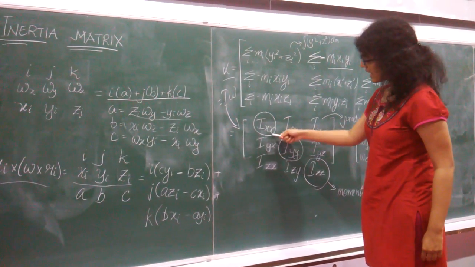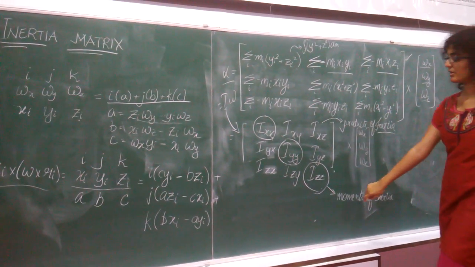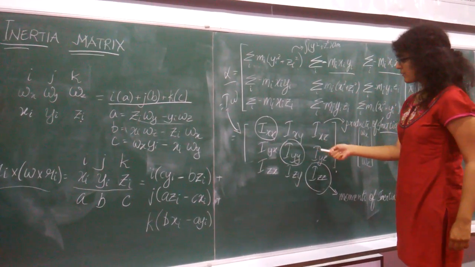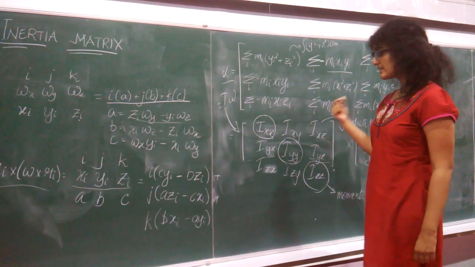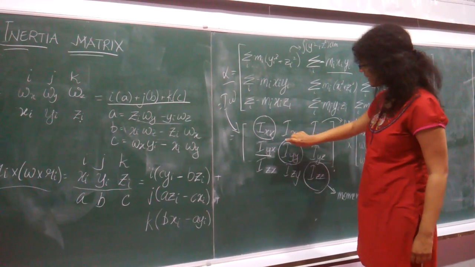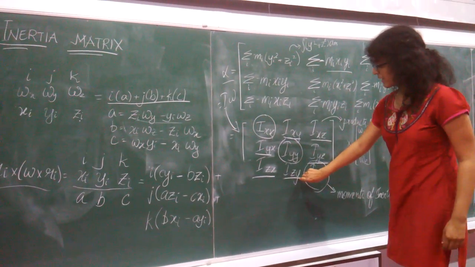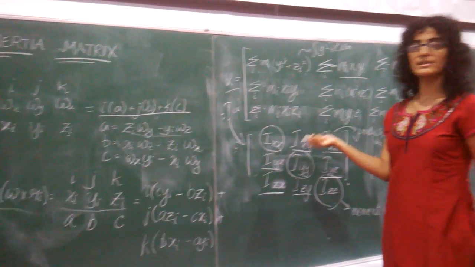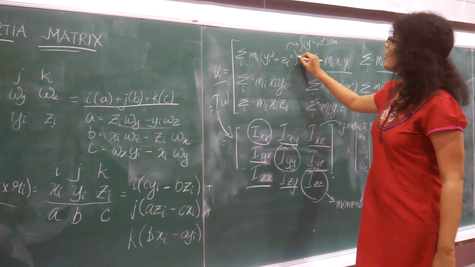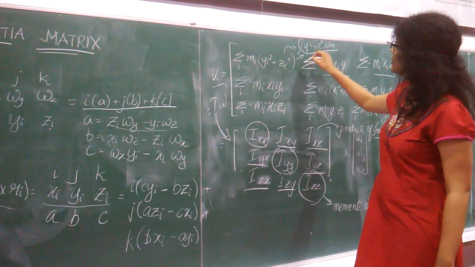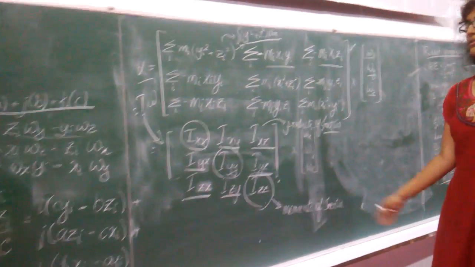And in this matrix, Ixx, Iyy, and Izz are the diagonal elements, and these are known as the moments of inertia. And Ixy, Ixz, and Iyz, these are the products of inertia. And also, since it's a symmetric matrix, Iyx will be equal to Ixy, Izx will be equal to Ixz, Iyz will be equal to Izy. And of course, we are assuming i discrete particles. If you assume a continuous system and you integrate, then the formula will be transformed like this: integration of (y square plus z square) dm. And this concludes our moment of inertia matrix.